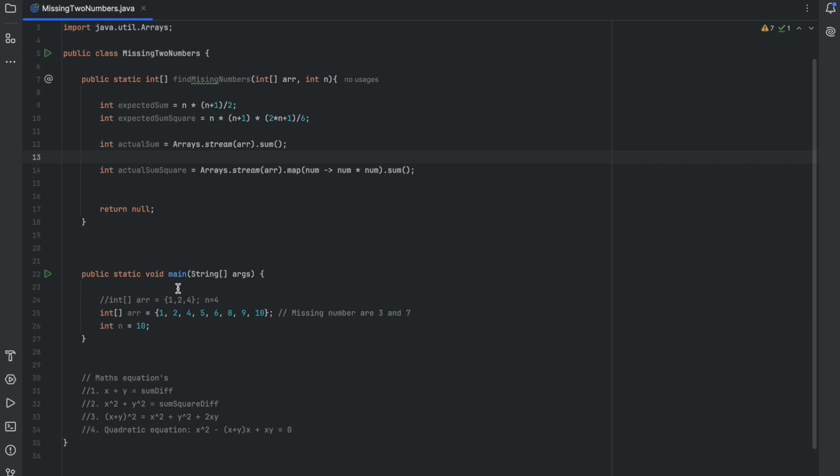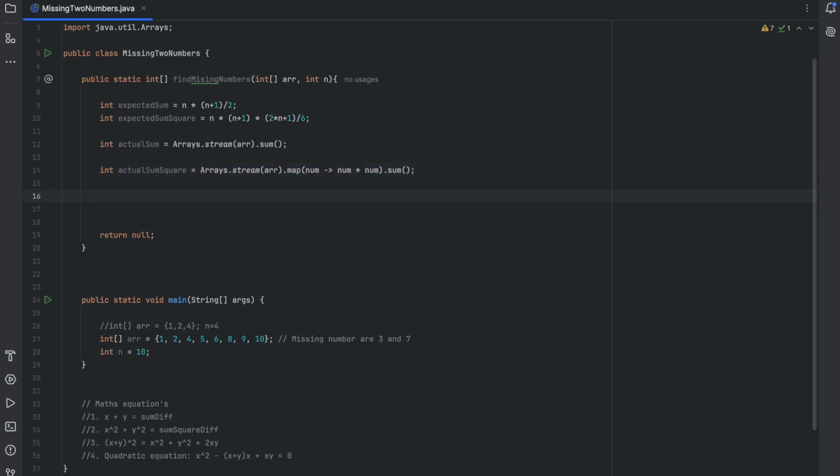We can also use a for loop. You can use a for loop to do the sum, and you can also use a for loop to square it and then sum it. Okay, this is an array stream. We have Java 8, in which they have introduced the stream method, which is very useful for writing a simple for loop in one line. So now we have both the sums. Now we are going to solve this equation.